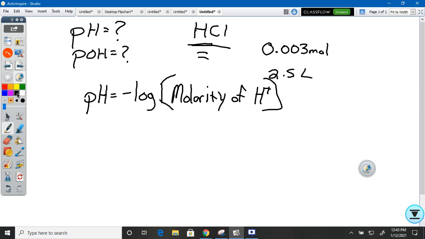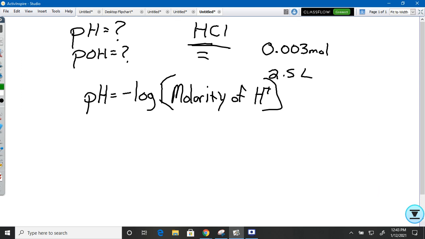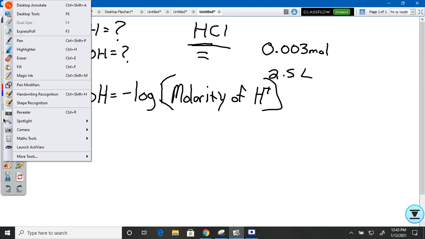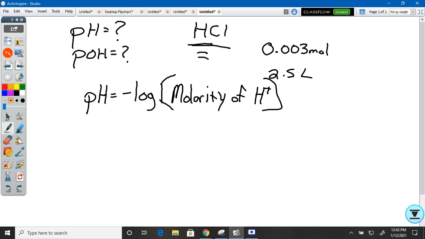What the heck is molarity? Did we ever do that before? Did we ever do molarity before? Why, yes, we have. We've done molarity before. Molarity is moles divided by liters. It's concentration.